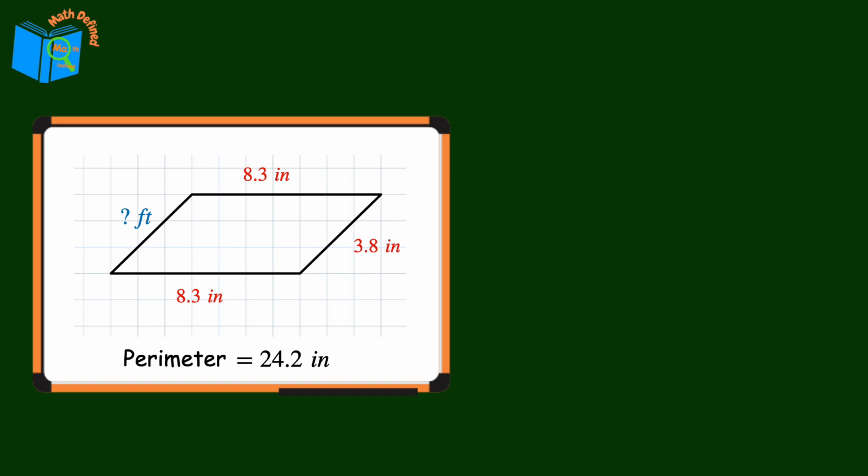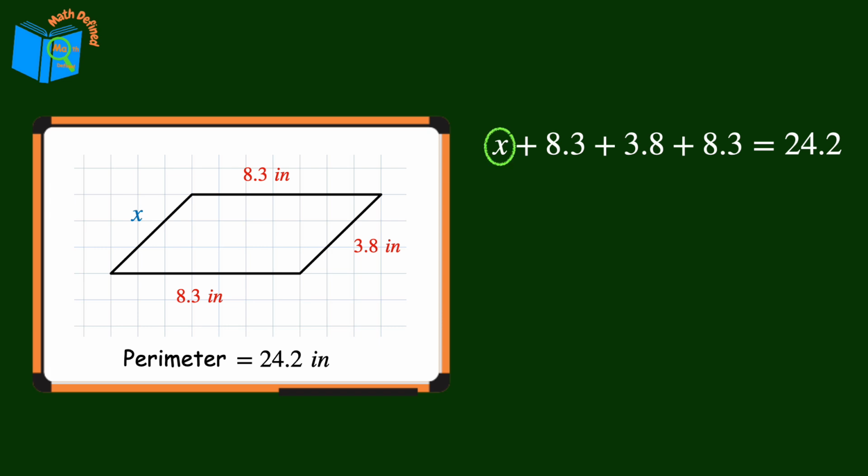Now, this quadrilateral looks like a parallelogram. Let's find out what its missing side length is. We'll start by using the variable x to represent the missing side length. Now we can write the equation we need to find the missing length. x plus 8.3 plus 3.8 plus 8.3 equals the perimeter, 24.2.